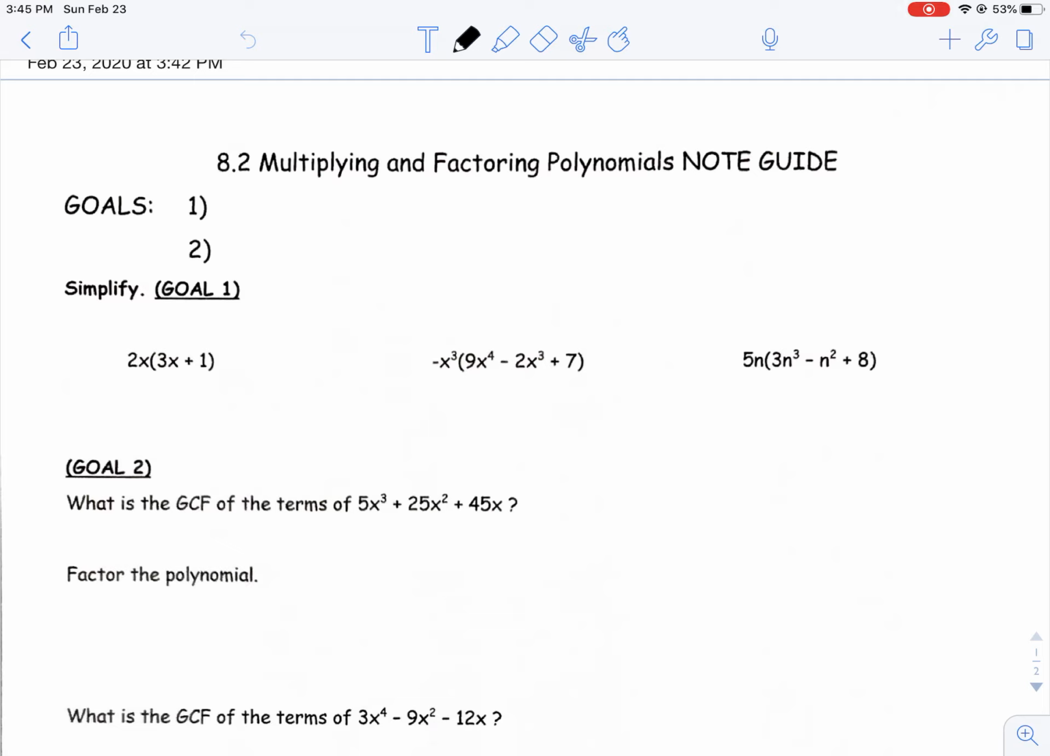Goal number 1, we are going to basically be using the distributive property here. We are going to distribute a monomial. And again, yesterday we talked about what a monomial was, and basically what a monomial is is a number and a variable, or maybe more than one variable, and all these things are being multiplied together. As soon as you see plus signs or minus signs, then it's no longer a monomial. So that's just a little bit of a review.